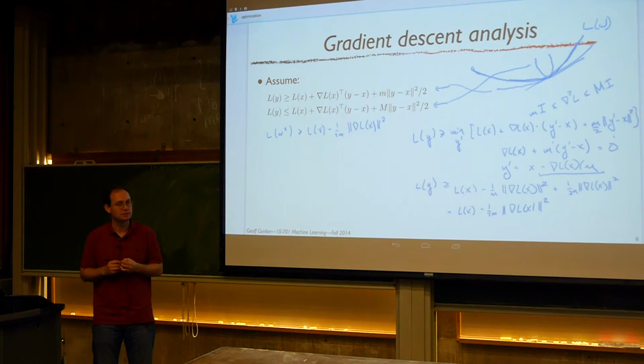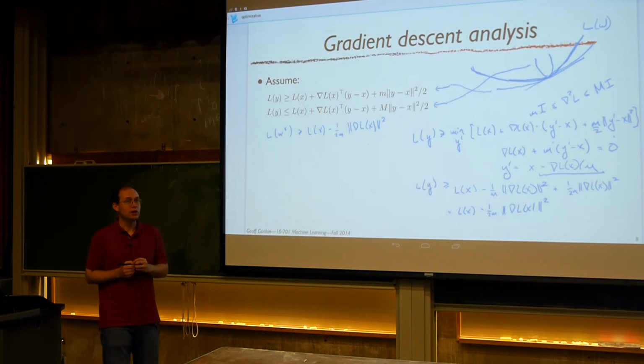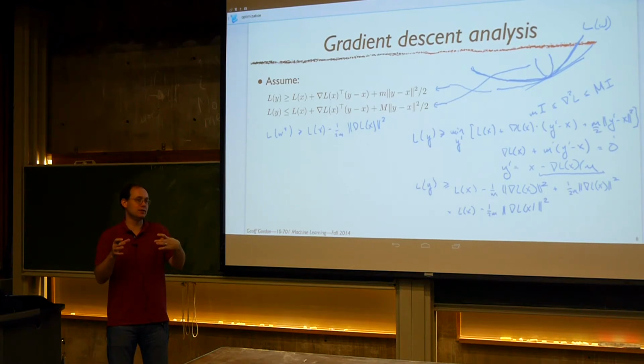Yeah. And so the bounds are just local, or are they global? I assumed they're global. You can tighten that to say that they hold within the region of the function that I'm analyzing, the region that has better objective value than my initial point. So it's a strong assumption, and as a result, I get a relatively strong conclusion. I get a relatively fast rate of convergence. Okay.